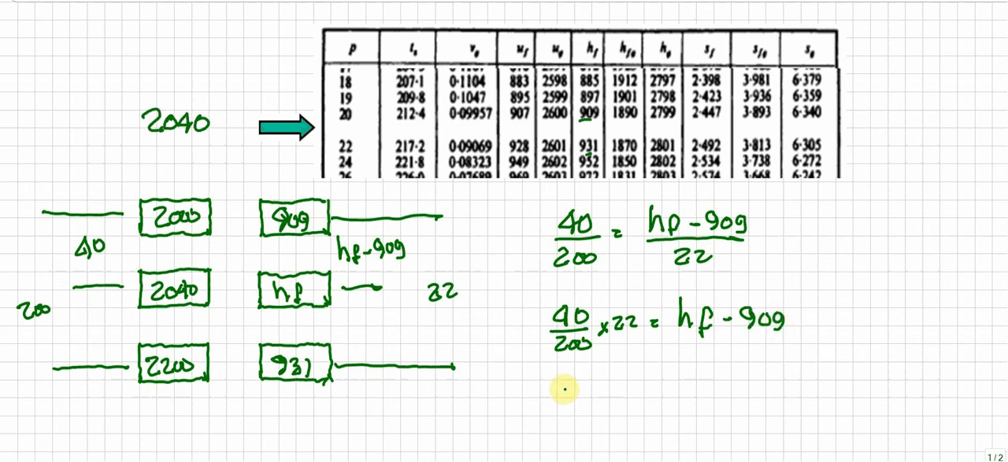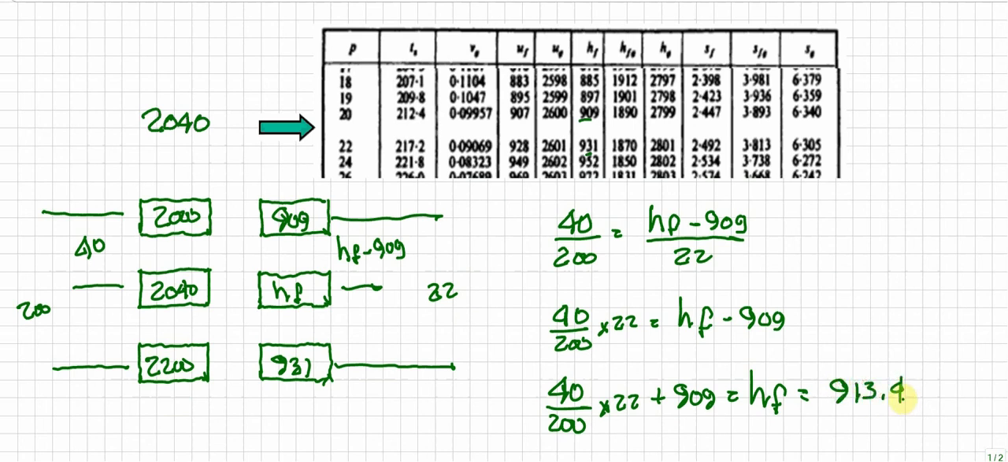40 over 200 times 22 equals HF minus 909. We go back to 40 over 200 times 22 plus 909 equals HF. We solve that by plugging into our calculator, and we get a very handy 913.4.